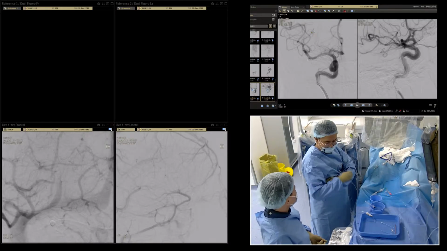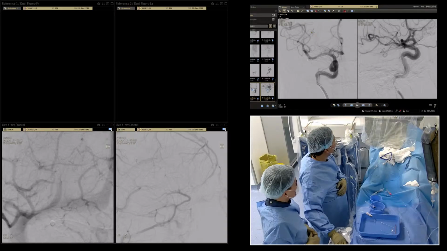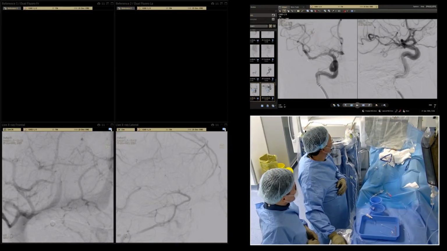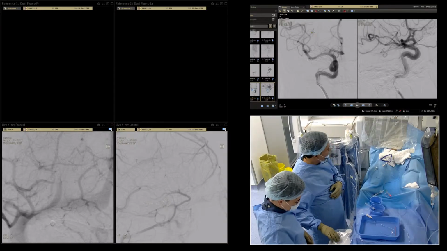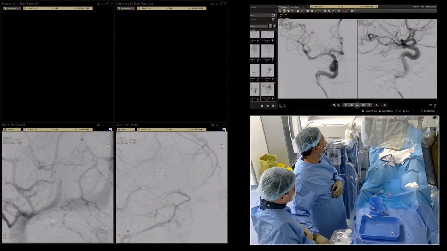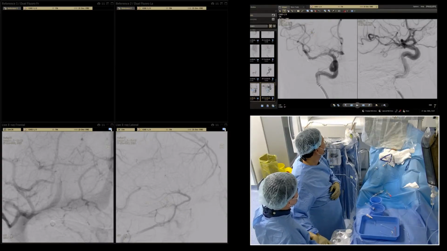Let's wait for the 17 microcatheter. At the waiting time, we can do one more control at the 15th minute.